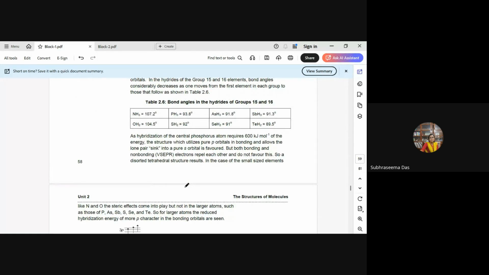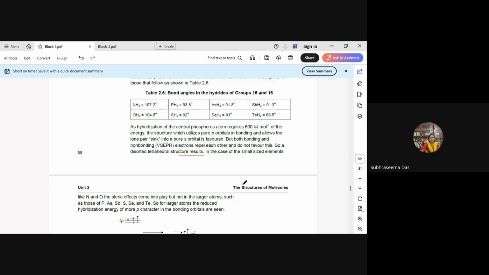As the hybridization of the central phosphorus atom requires more energy, the structure which utilizes the pure p orbitals in bonding and allows the lone pair to go into a pure s orbital is favored. But both the bonding and the non-bonding electrons present repel each other and do not favor this, so a distorted tetrahedral structure results.